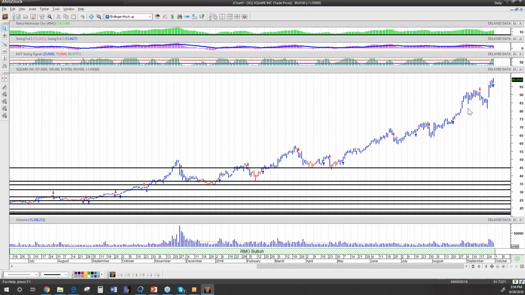It's a very easy system to follow. And what Rahul does a really good job with is taking big chunks out of these sideways or out of these trends, whether they're up or down. This thing also looks great on GE, by the way, over the last couple of years. So that's really what he excels at.